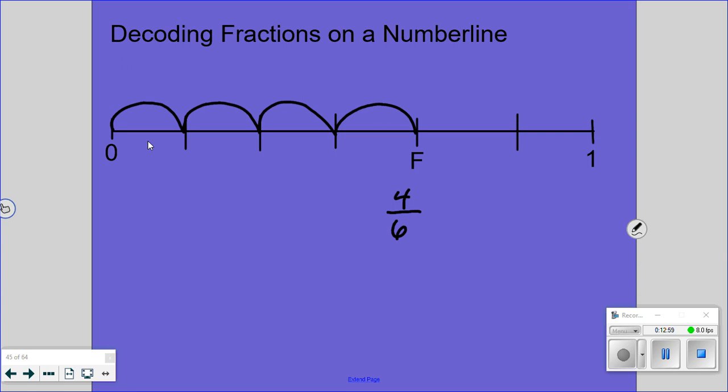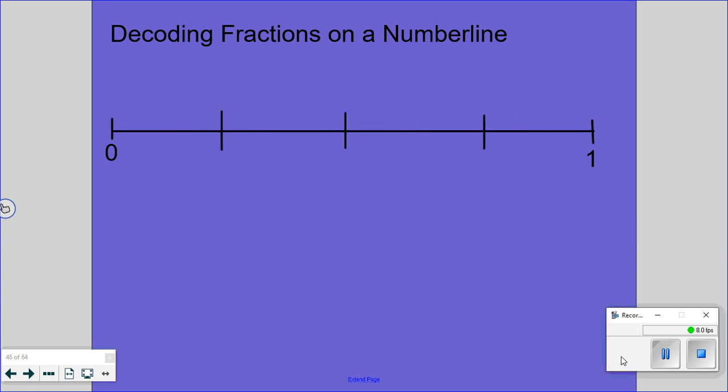4, 6. You got that written down, friends? Cool, thank you. Yeah, so I know that there are 4 pieces, which means I'm going to be counting by fourths.